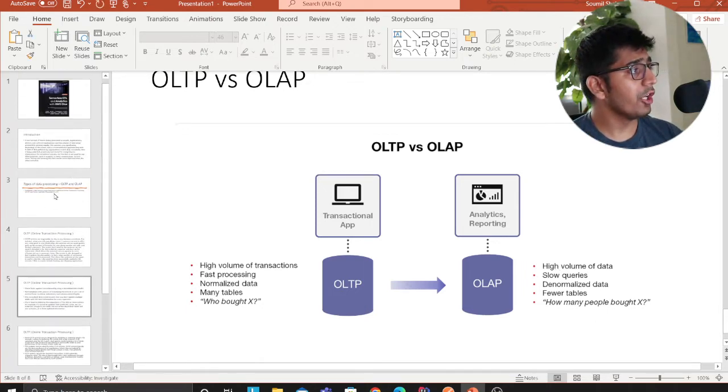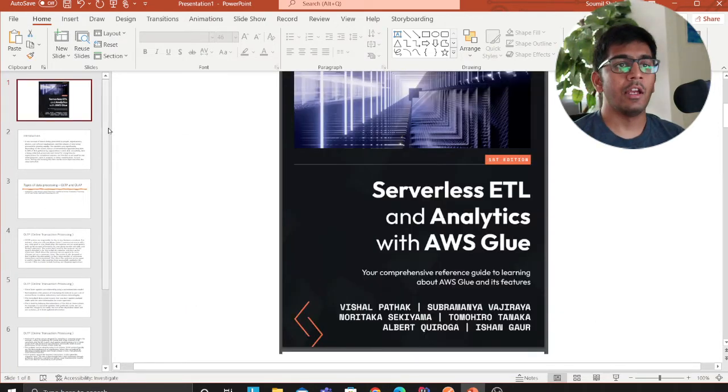I hope you have enjoyed exploring OLAP and OLTP. If you want to read and explore more, I recommend this book. I'll leave the links in the description if you want to buy this. I just got this book and I just started reading. It's really amazing, and they explain all the topics in great detail.